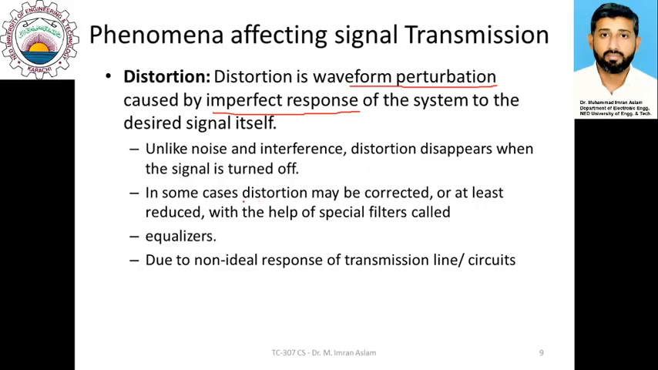In some cases we may be able to recover or compensate the distortion. We have some special types of filters which are named equalizers. These equalizers are used to compensate for distortion and try to recover the original waveform shape. This distortion also happens because of the non-ideal response of the transmission line or the communication channel, and the circuits which are present inside the transmitter and the receiver. So this distortion occurs everywhere in the communication system.